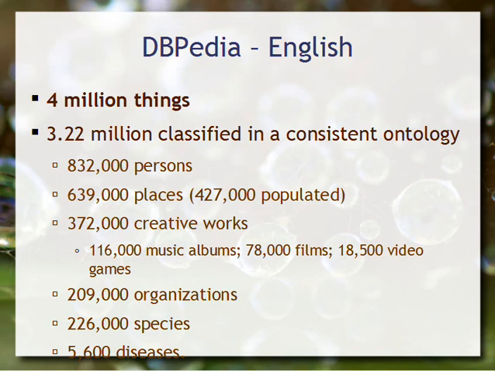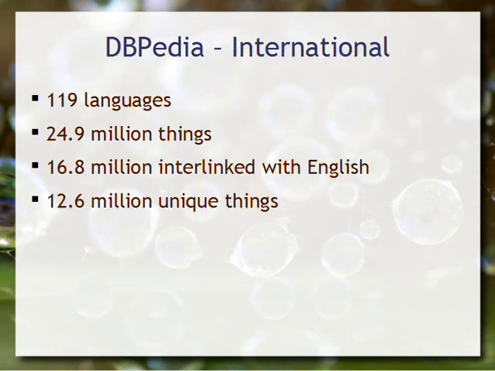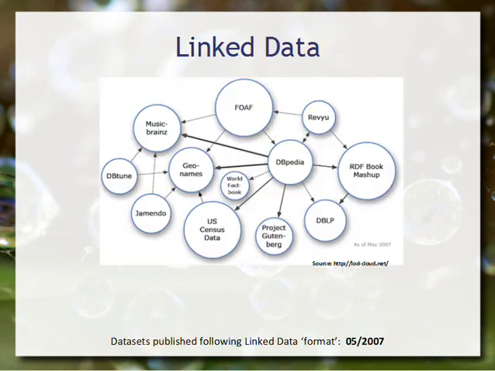3.22 million things, classified in a consistent ontology, automatically extracted from Wikipedia. So they have this number of persons, places, creative works, organizations, species, diseases, extracted from Wikipedia. And they also have the international Wikipedia, so they have 119 languages. So this is the number of things, and they interlinked 16.8 million things in different languages. And, for example, Google Translate uses that to help you translate things. You know that? It uses that.